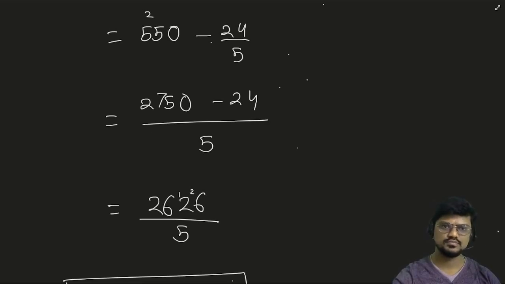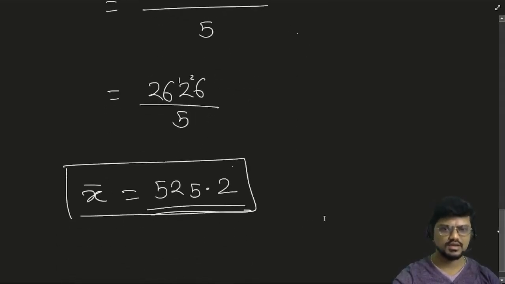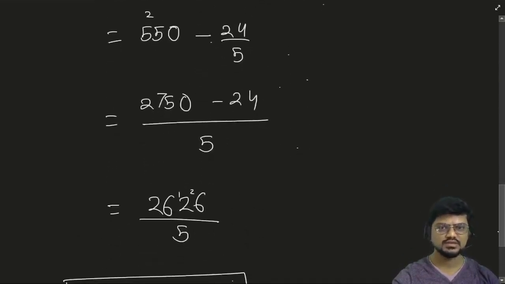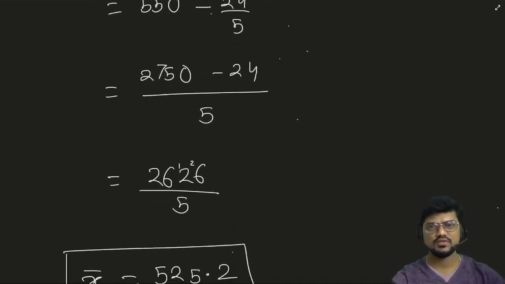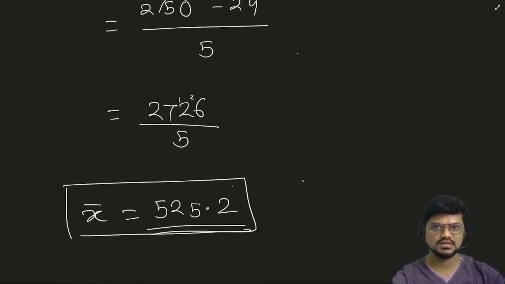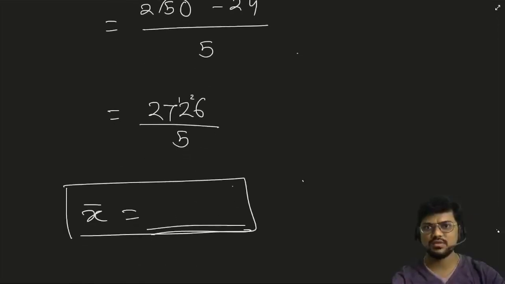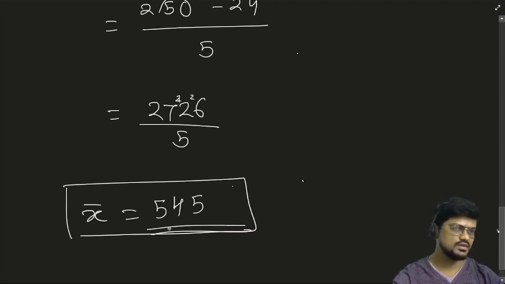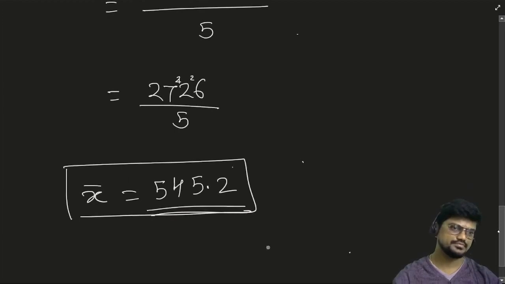Sir, I'm getting the answer as 545.2. Yeah, we made a small mistake over here. That is 2750 minus 24, it will be 2726 only. So 2726 by 5, and then this answer will also change. 5 5s are 25, then 2 carry over, 5 4s are 20, and again 2 carry over, 5 5s are 25, and then 1 carry, point 0.1, so it will be 545.2. Got it? This would be your mean.